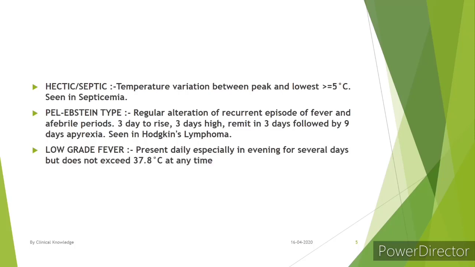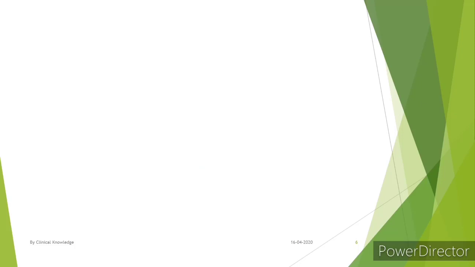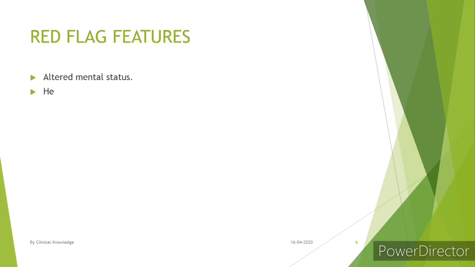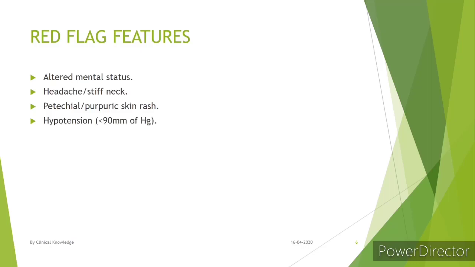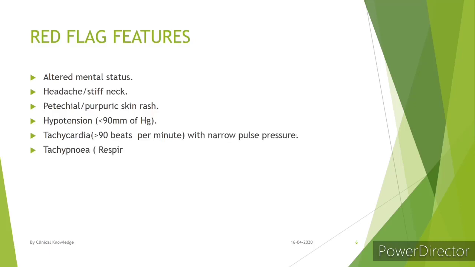Red flag features: altered mental status, headache or stiff neck, petechial or purpuric skin rashes, hypotension with systolic pressure less than 90 mm of Hg, tachycardia greater than 90 beats per minute with narrow pulse pressure, tachypnea with respiratory rate greater than 20 per minute, recent travel to or arrival from an endemic area, recent use of immunosuppressants, active comorbidities, for example cancer, HIV or transplant.